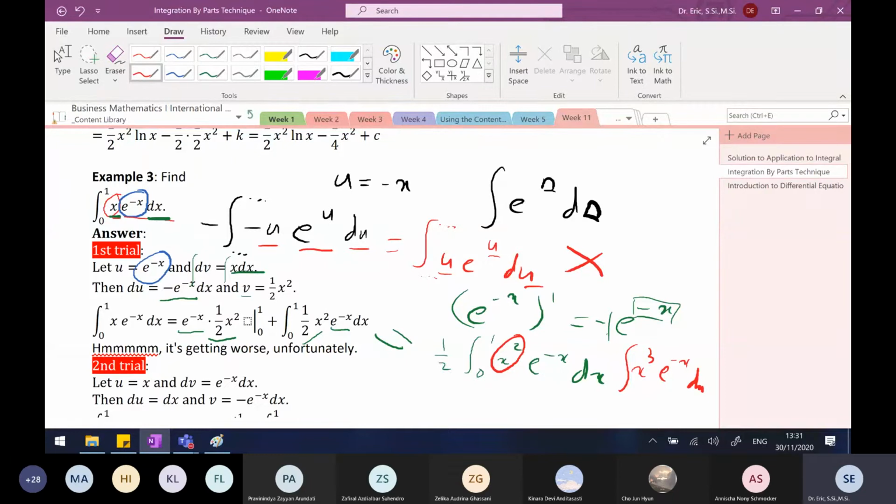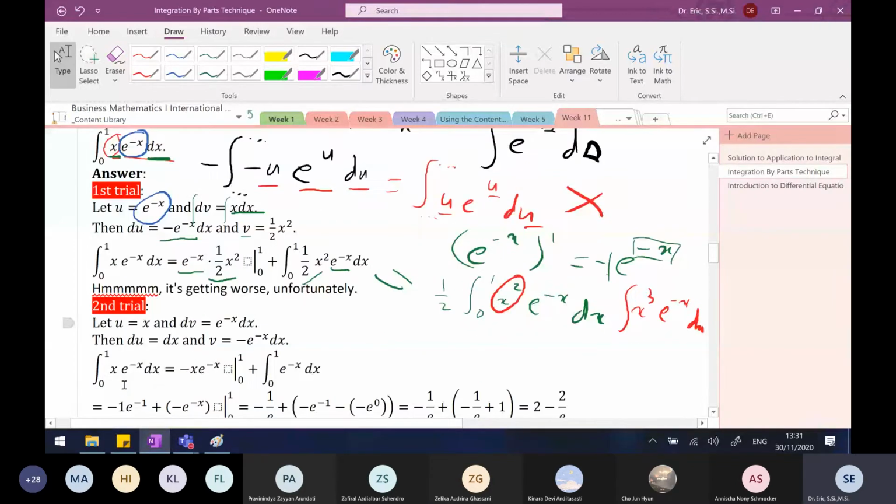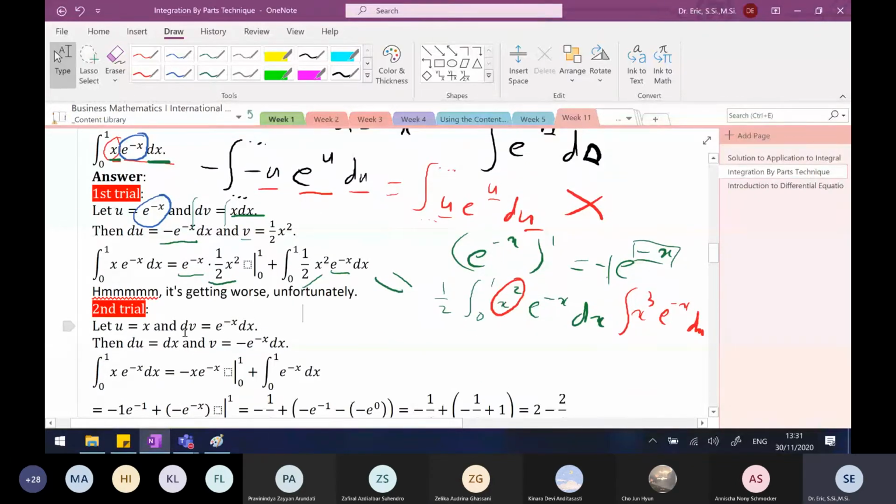But if you choose wisely, you let u equals x, and dv is the rest, e to the power of minus x dx. So du/dx is 1, so du equals dx. And dv, what is the antiderivative of this?